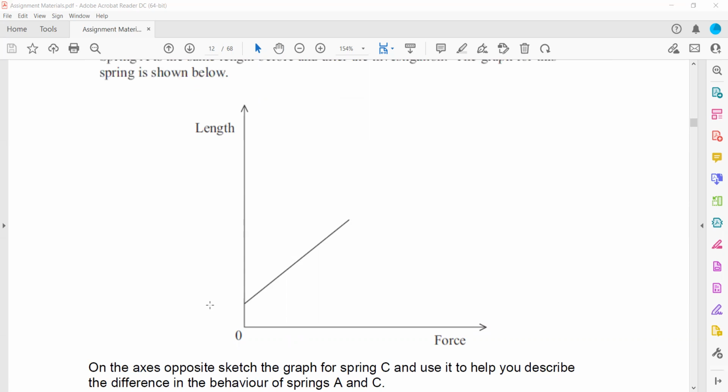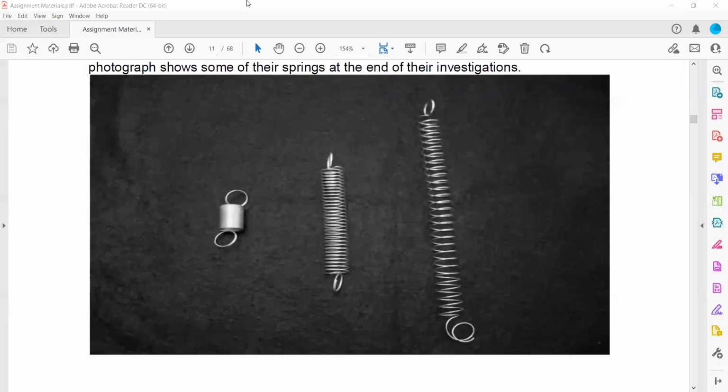So when you check the photograph, you can clearly see that A returned back to the same original length. So A does not undergo deformation, plastic deformation. But C does not return back to the same original length, so it undergoes a deformation, or a plastic deformation. So how do we complete the graph?